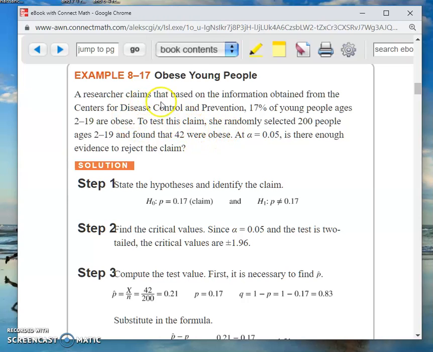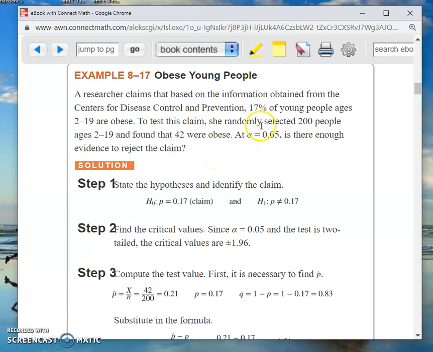So in any event, the researcher says, hey, listen, based on the information that I got from the CDC, 17% of young folks have this condition. To test this claim, she's going to select 200 people the same age, the appropriate age, and she says, okay, I picked 200 people and 42 of them had this condition. At alpha equals 0.05, is there enough evidence to reject the claim?